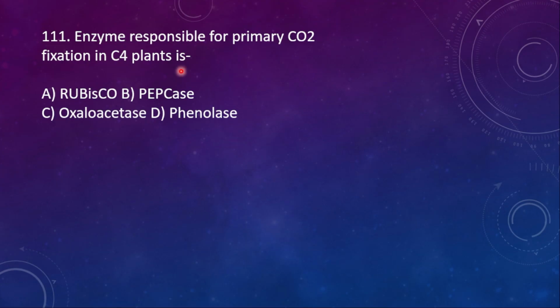Phosphoenol pyruvate. 111. Enzyme responsible for primary CO2 fixation in C4 plants is A. Rubisco. Rubisco is responsible in C3 plants, the C3 cycle. Okay. B. PEPcase. C. oxaloacetate. D. phenolase. Here the right option is B.